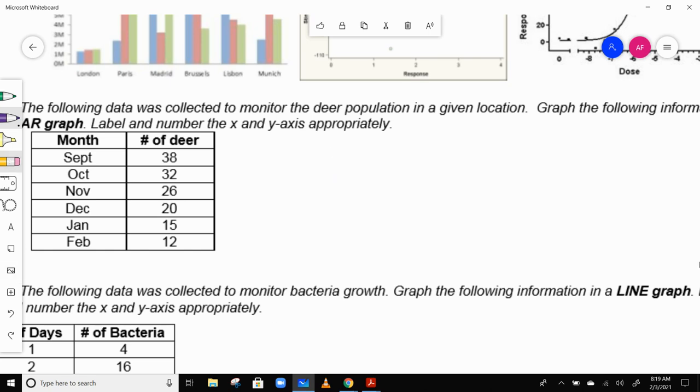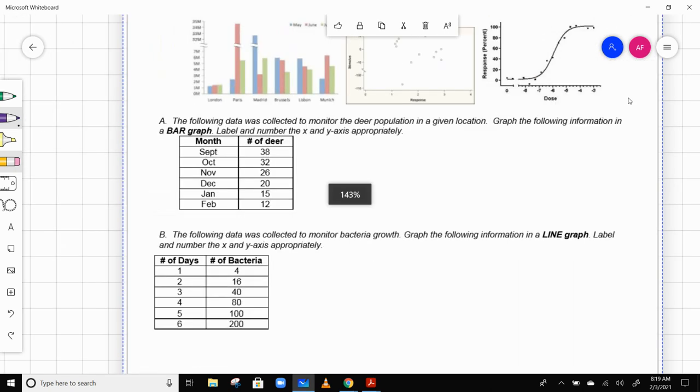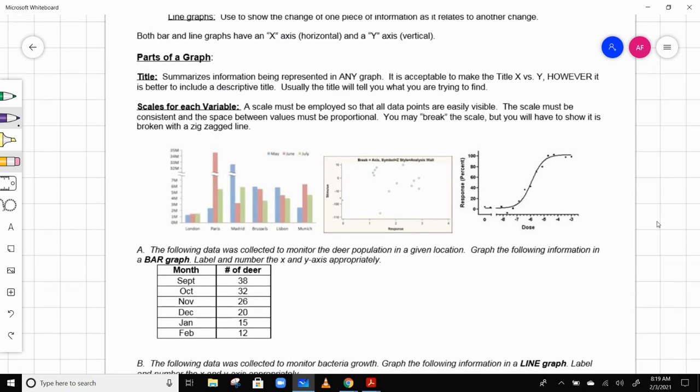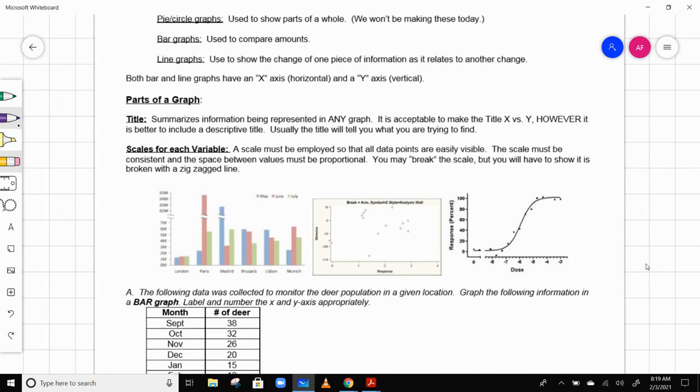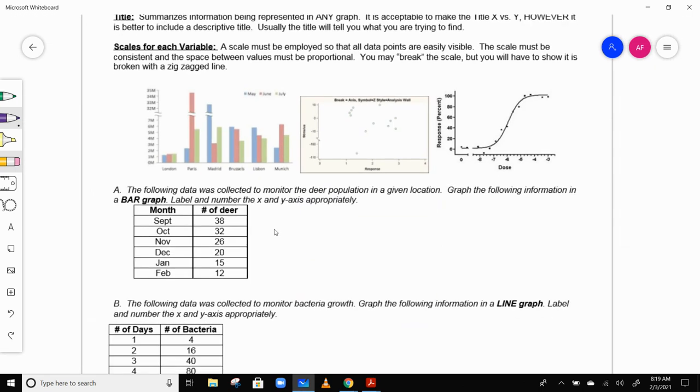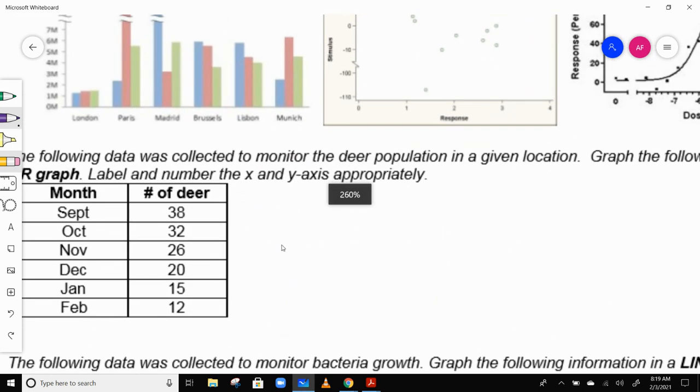Okay, so this one says, the following data was collected to monitor the deer population in a given location. Graph the following information on a bar graph. Label and number the X and Y axis appropriately. Oh, I also forgot to mention that you need to include units. Maybe I didn't write that. I meant to do that. You need to include units on the side. Okay, so let's look at this data. Let's create a graph here.